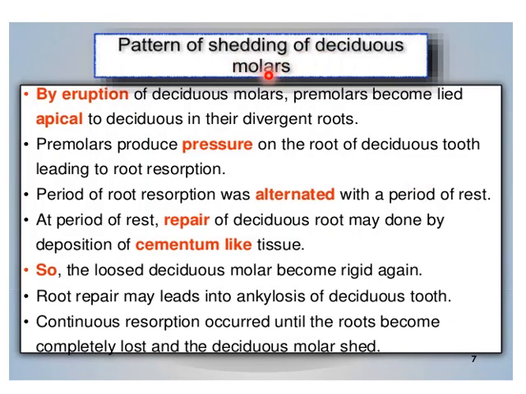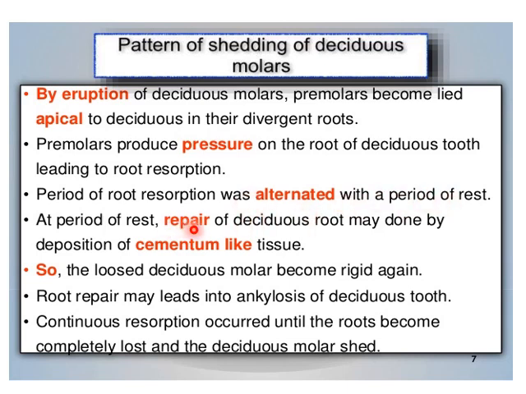Pattern of shedding of deciduous molars. By eruption of the deciduous molar, the premolar becomes located apical to the deciduous molar, between its divergent roots. A premolar produces pressure on the root of the deciduous tooth, leading to root resorption of the deciduous molar. Periods of root resorption alternate with periods of rest. At a period of rest, repair of the deciduous root may be done by deposition of cementum-like tissue, when the pressure exerted by the permanent premolar takes a rest time.